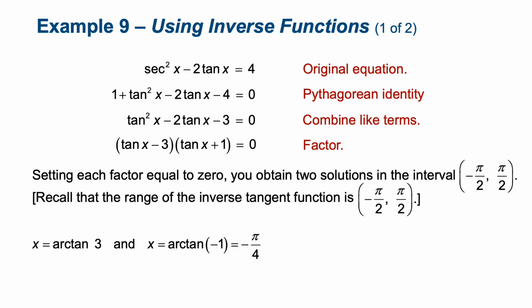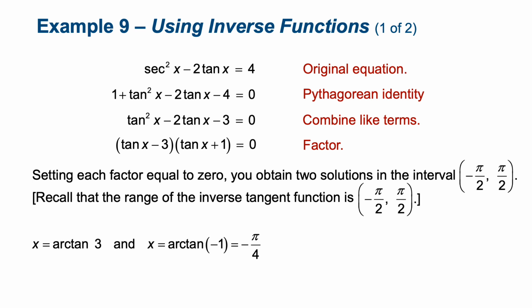So basically, how do we solve this? We're basically saying if tangent of x is equal to 3, by definition, the inverse tangent of 3 is equal to x. And similarly, the inverse tangent of negative 1 will equal x. So if tangent of x is equal to 3, the inverse tangent of 3 is equal to the angle. That's because that's how inverse functions work, right? The input becomes the output and so on.